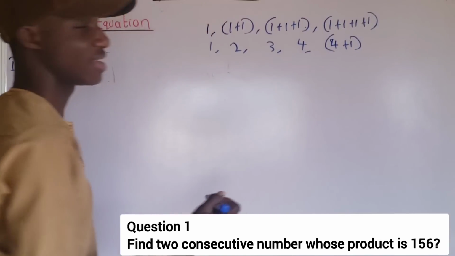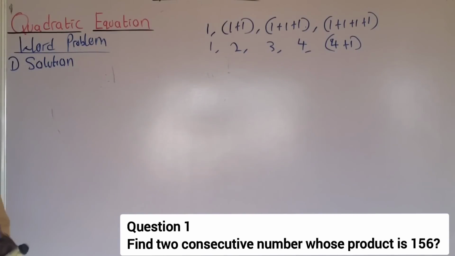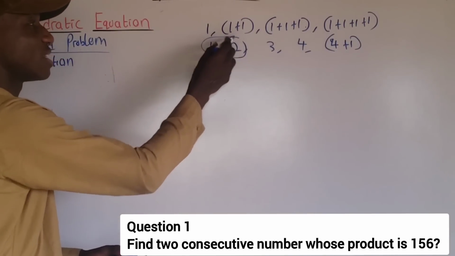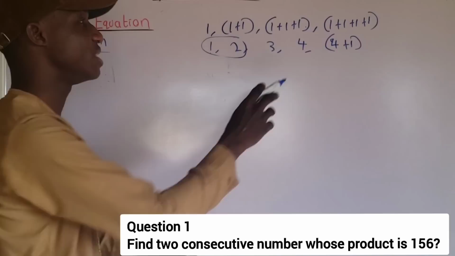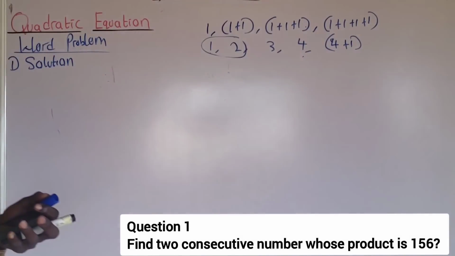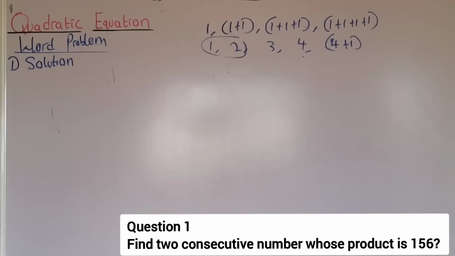When we talk about consecutive numbers, two consecutive numbers means that the numbers differ by 1. For example, if the first number is 1, the second number must be 2. If the first number is 4, the second number must be 4 plus 1, which is 5. Now let's go back to the question. The reason why I delve into that is so that when you come across this question in the exam and you see two consecutive numbers, you know they are numbers that differ by 1. The difference between the two numbers is 1.